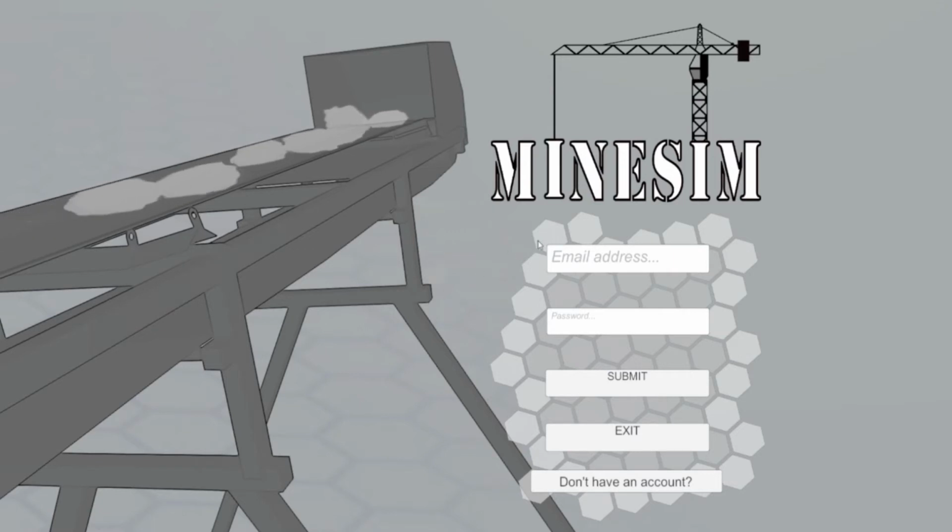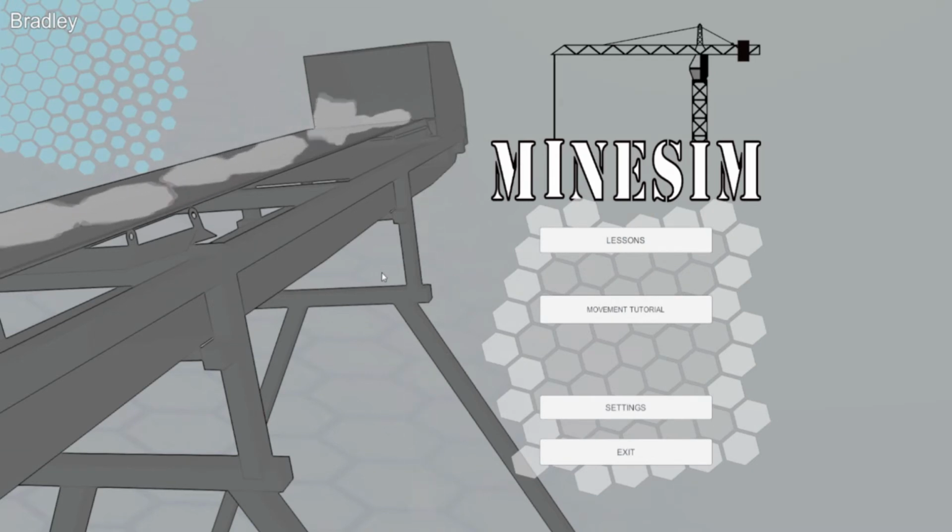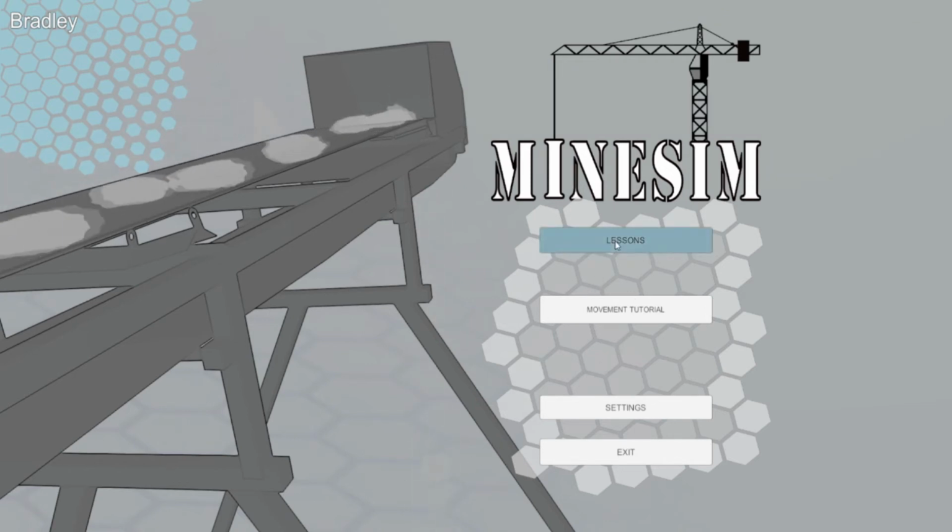Once you're in MineSim, you're going to put your email address in and your password over here, very similar to how you logged in to the backend and got access to the dashboard of MineSim. Once you've put that in, you'll click on Submit. This will take you to the main menu of MineSim. Make sure that your name at the top is correct, and that tells us that you've logged into the right account. You can access the movement tutorial at any time, and that will explain how to move throughout MineSim. What we want to do is click on Lessons.